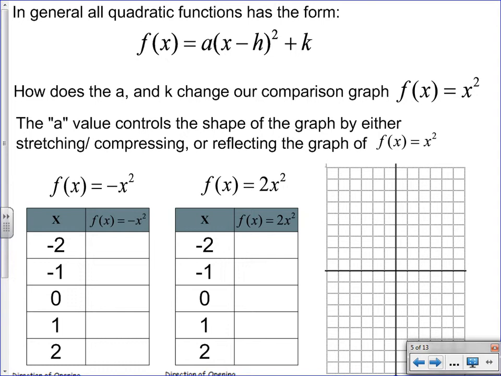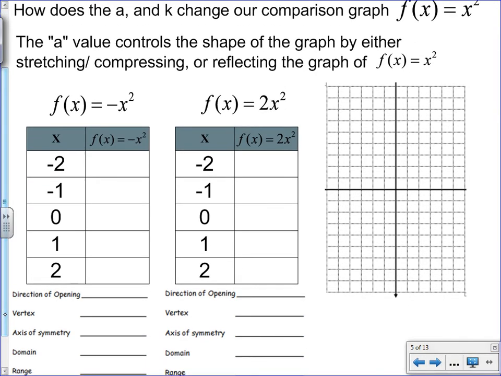The a value, if you don't remember, controls the shape of the graph by either stretching it or compressing it, making it flatter. Or you can also have it reflecting the graph. So what I'd like you to do is, with one color of the pencil crayon, graph our parent function, x squared, which I've plotted the values down here. So graph that function. So -2, 4.